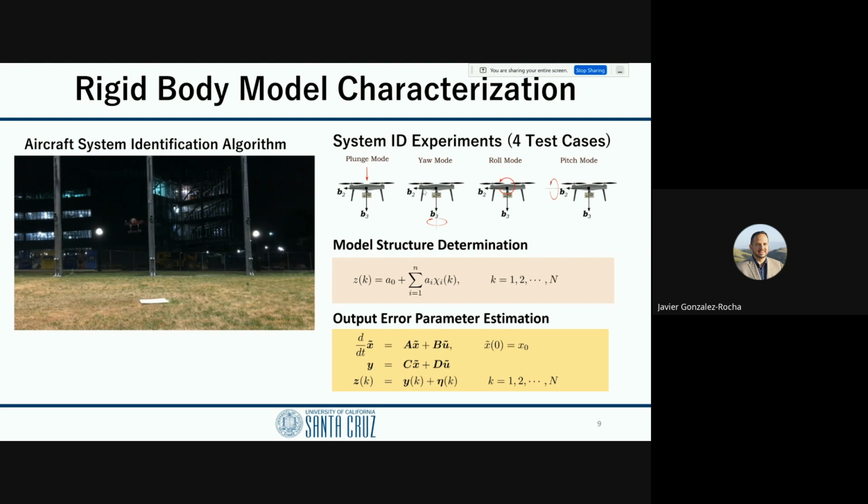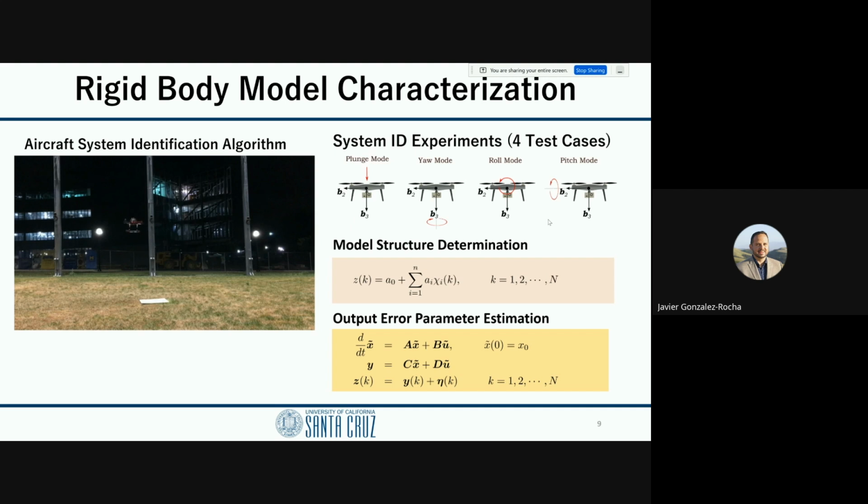And so in this case, we just fly the aircraft. We're interested in characterizing its dynamics under hover. So we just have it hover and then we excite it, right? And so we provide it with sinusoidal inputs. In this approach, we decompose the dynamics of the aircraft into a plunge mode, yaw mode, roll mode, and pitch mode, right? Once we have the input and the output measurements, we first determine the model structure of each of the plunge, yaw, roll, and pitch models.